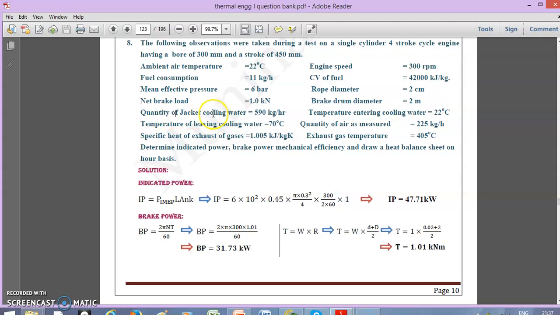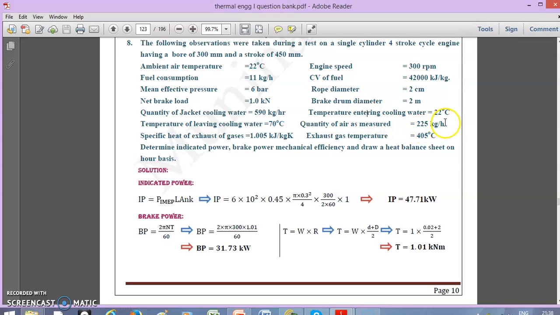Next is the quantity of cooling water allowed in the jacket. It is 590 kg per hour, the mass of cooling water. Temperature of cooling water entry is 22 degrees Celsius, so it is T suffix CW1. Temperature of cooling water leaving is 70 degrees Celsius, so that is T suffix CW2.